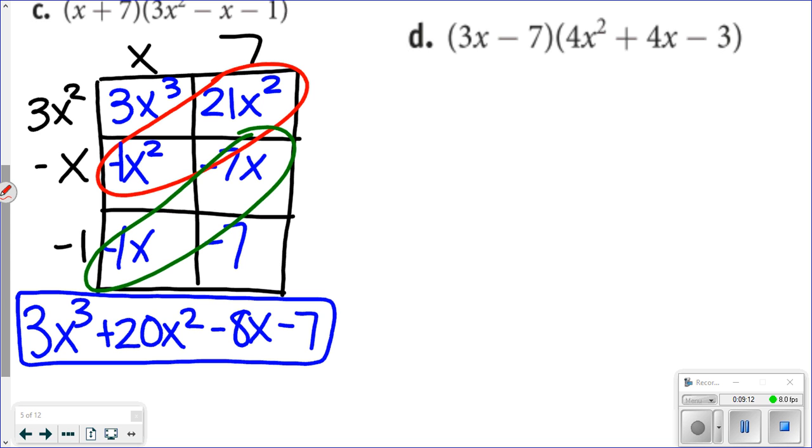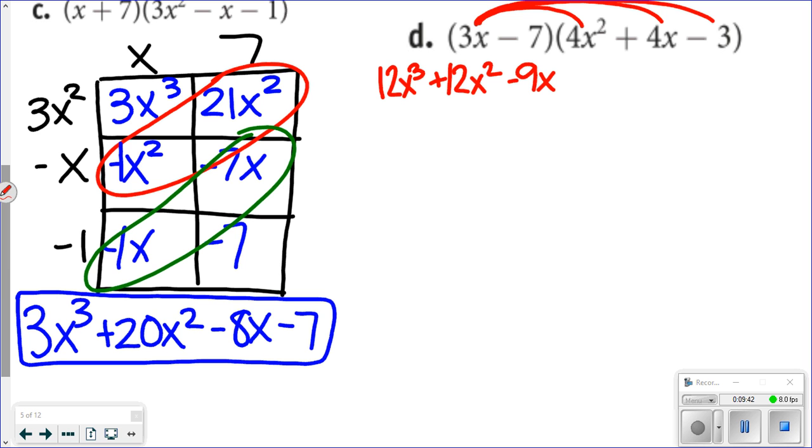Letter D, for the distributive property, again, use the My Notes section of your book if you don't have enough room. We're going to take 3x and distribute it to each term in the second set of parentheses. So it's 3x times 4x squared, 3x times 4x, 3x times negative 3.